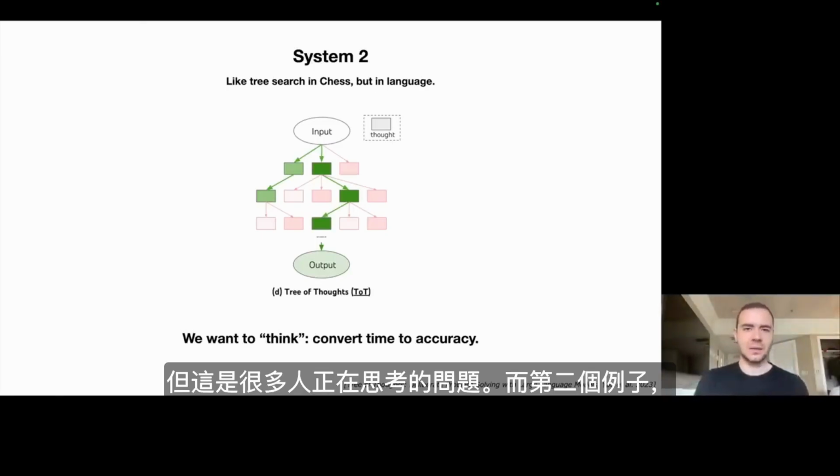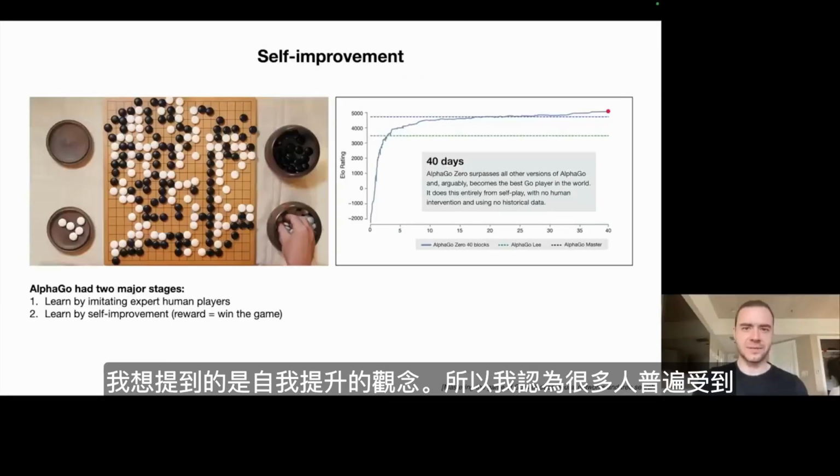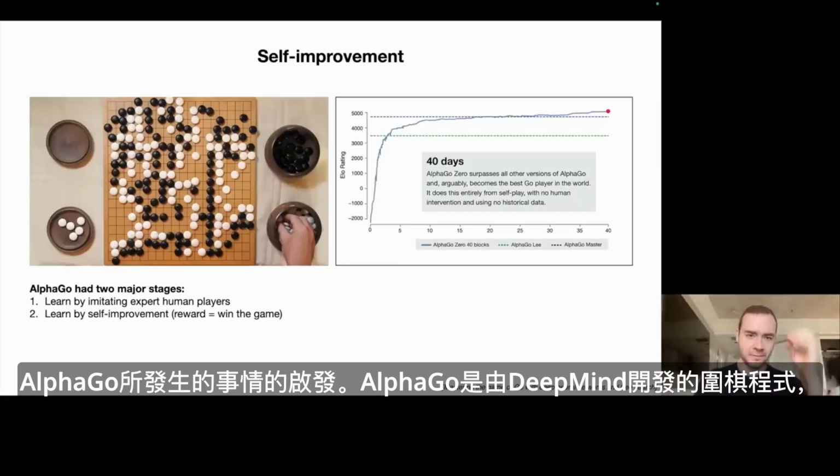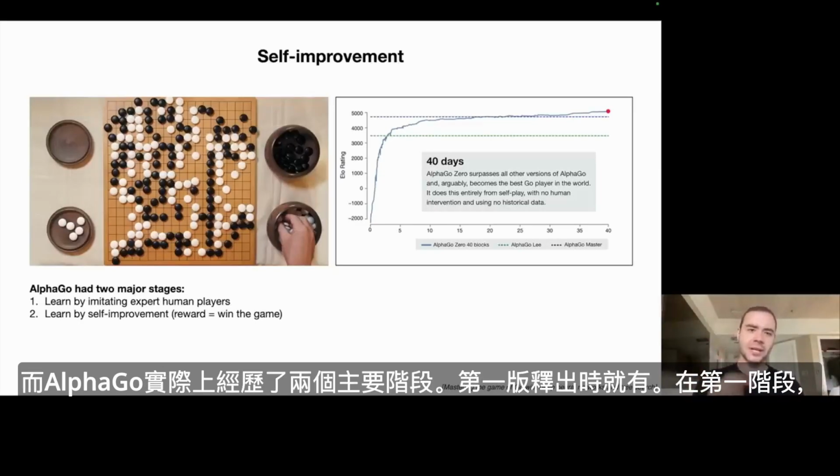And the second example I wanted to give is this idea of self-improvement. I think a lot of people are broadly inspired by what happened with AlphaGo. AlphaGo was a Go playing program developed by DeepMind. And AlphaGo actually had two major stages. The first release of it did.